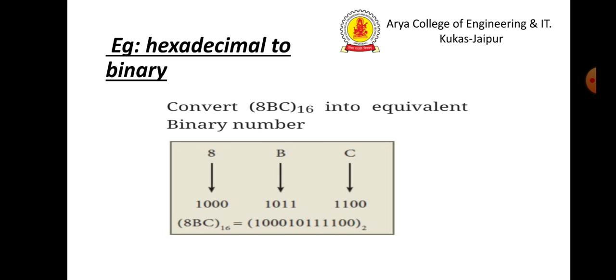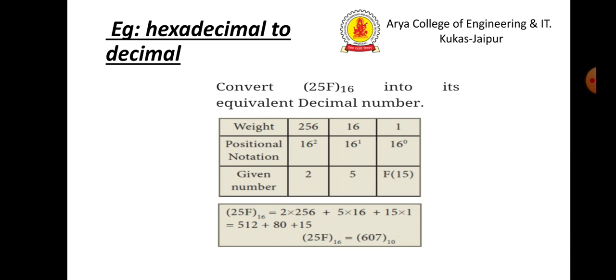Here is how to convert a hexadecimal to binary. We use the table. For 8 it is 1000, for B it is 1011, for C it is 1100, and we combine them together, so we get the binary equivalent as 100010111100. Here is again an example for hexadecimal to decimal. You can try it.